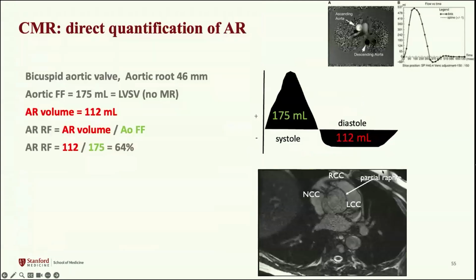We use 2D phase contrast imaging, and we're able to directly quantify the amount of regurgitation, a horrific amount, 112 ml regurgitant volume, and that gives us a regurgitant fraction of 64%. Here's a nice en-face view of a Sievers type 1 valve with right and left fusion, and then a single raphe there that has the bicuspid fish mouth opening.